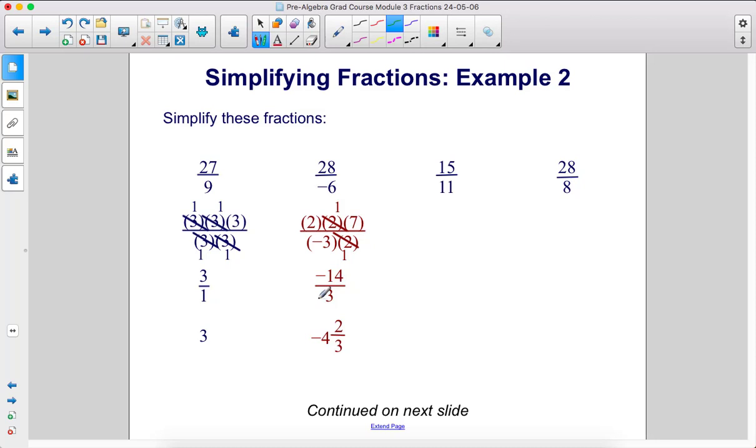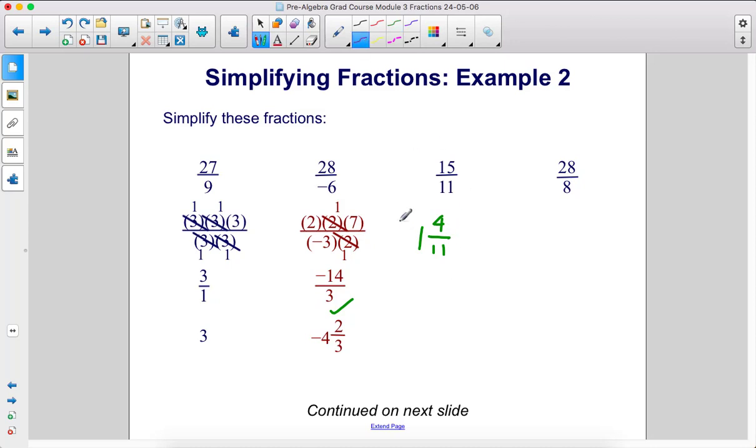All right, so you can see negative 4 and 2/3. Awesome. Okay, 15 over 11. Well, 11 is a prime number, so we're not going to be able to simplify this at all, but we can convert it into a mixed number. So 11 goes into 15 one time with a remainder of 4. So the answer is going to be 1 and 4/11.